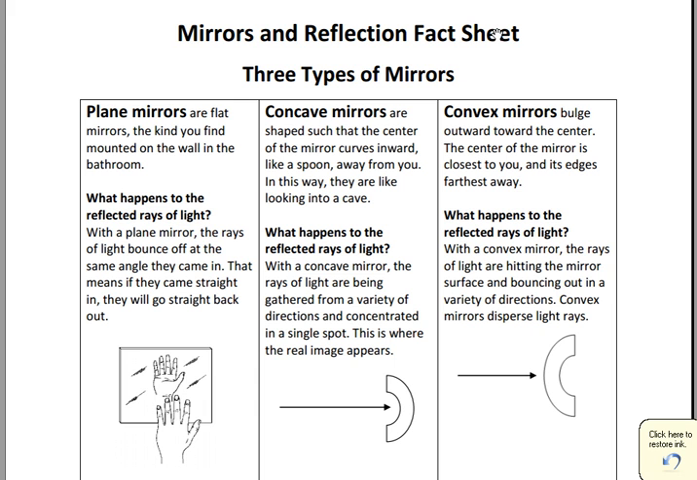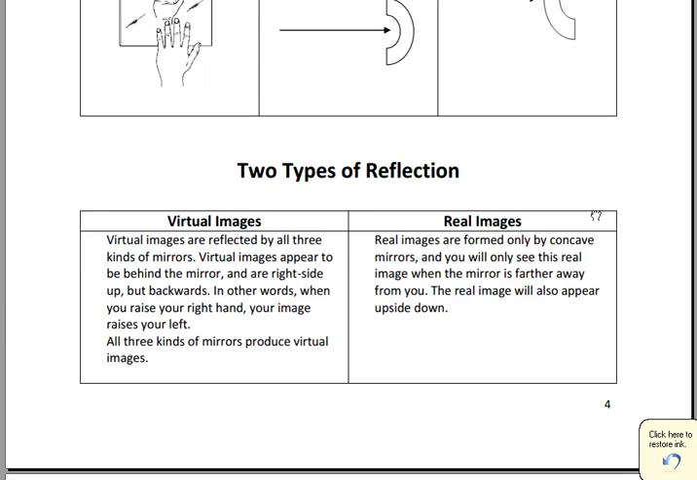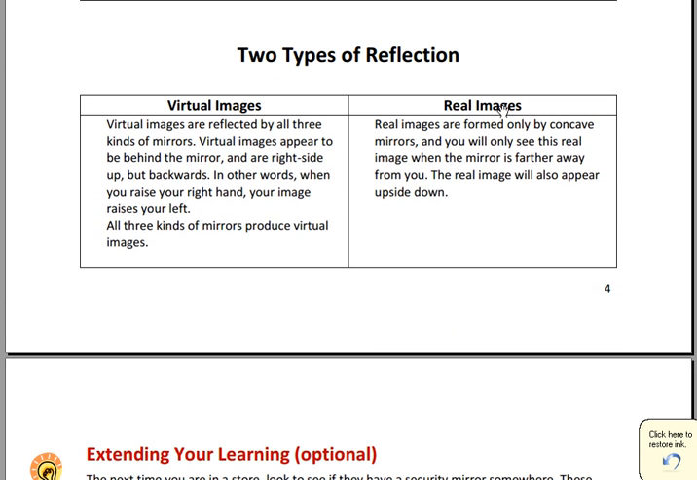Now these mirrors all produce reflected images, and there are 2 types of reflected images. There are virtual images and there are real images. The easiest way to think about the reflection of these kinds of mirrors is by remembering the fact that all 3 kinds of mirrors produce virtual images, but real images are formed only by concave mirrors.